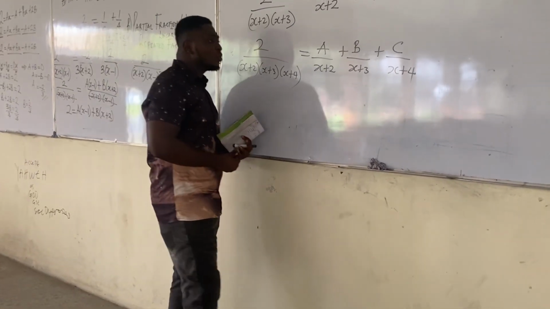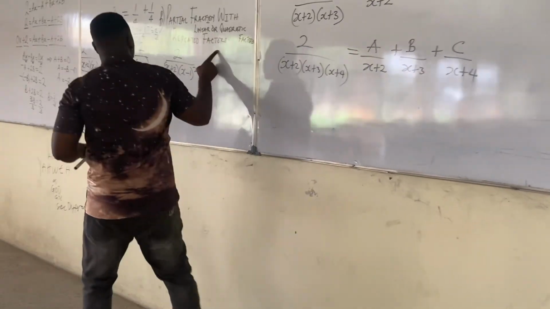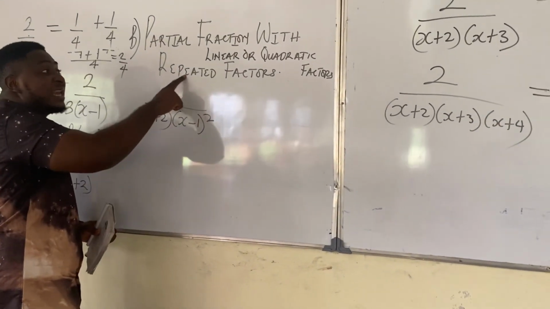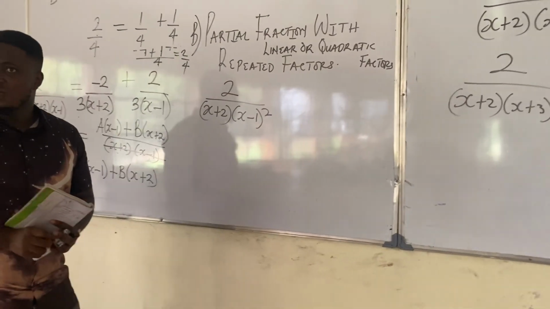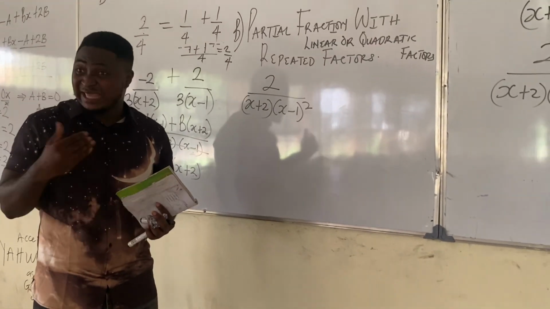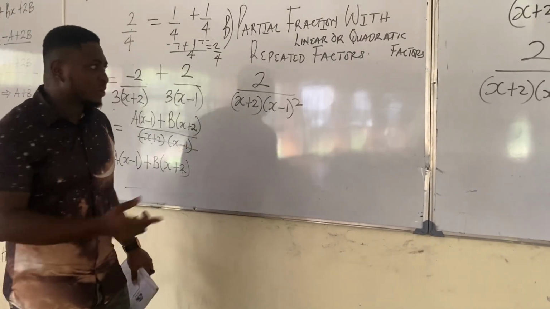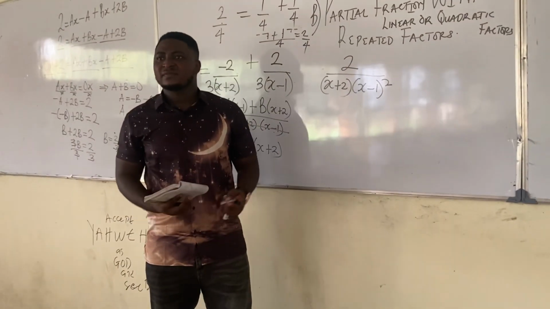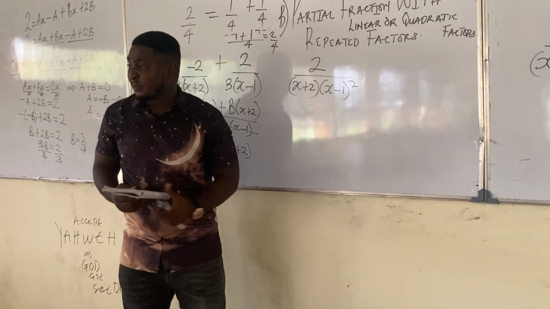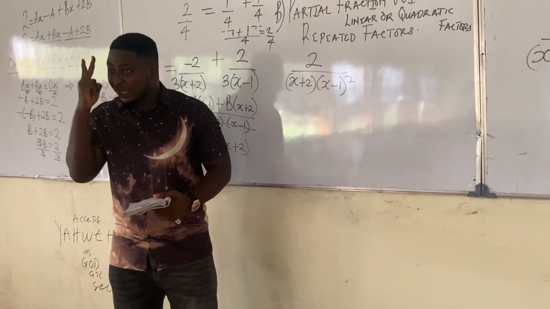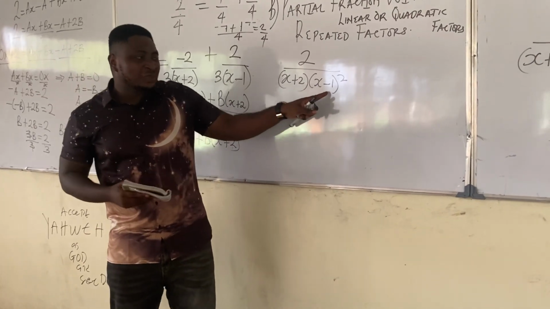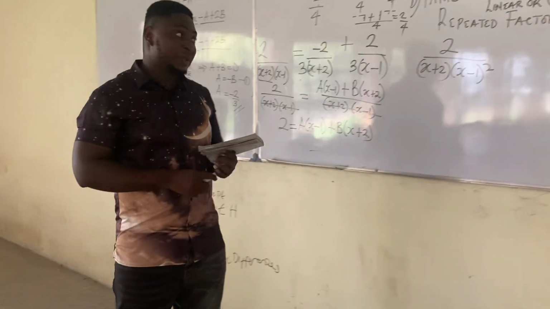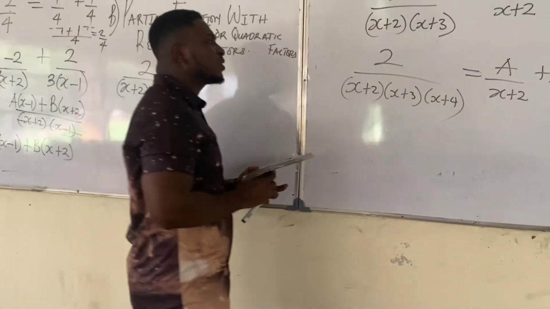Now, I quickly want to show you what we would have done if it was the second classification. Please come here, look at this. If it were partial fractions with repeated linear or quadratic factors. How do we deal with partial fractions with repeated factors? What do we mean by repeated factors? Look at this: 2 all over (x + 2)(x - 1) squared. Class, (x - 1) squared means that x - 1 is repeated, because it's not occurring once, it's occurring twice. Anytime one of the denominators is carrying a square or a cube, it is a repeated factor. How do we undo partial fractions with repeated factors, class?